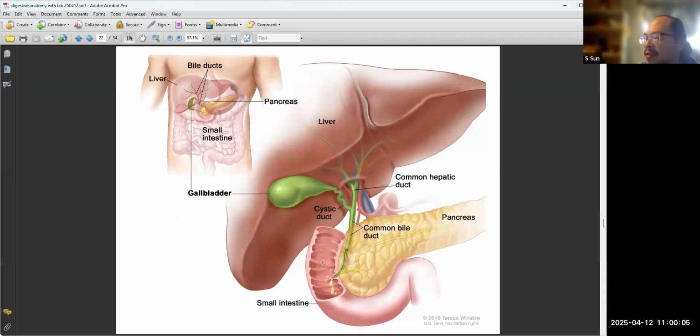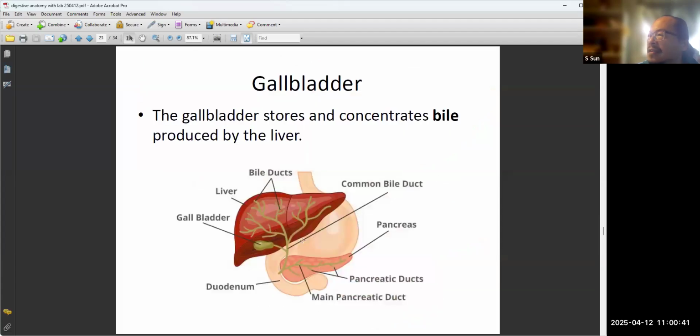So just showing you again, this is the small intestine. The liver produces bile, stored and released through the common hepatic duct, then going into the common bile duct. This bile then goes into the small intestine. Some of it is stored in the gallbladder. This one is called the cystic duct. So that's that.